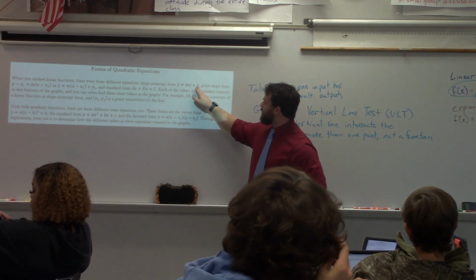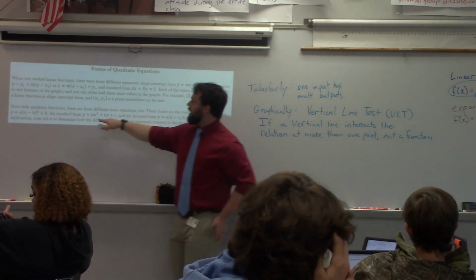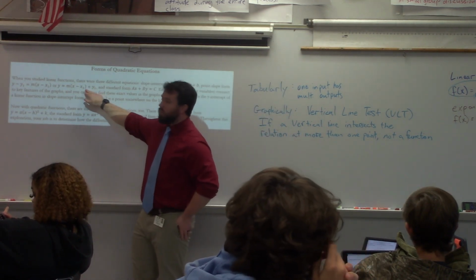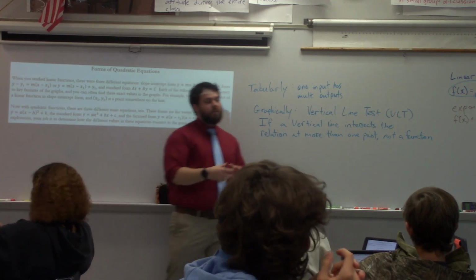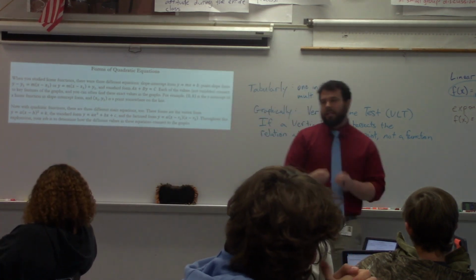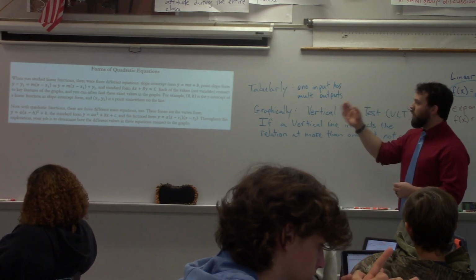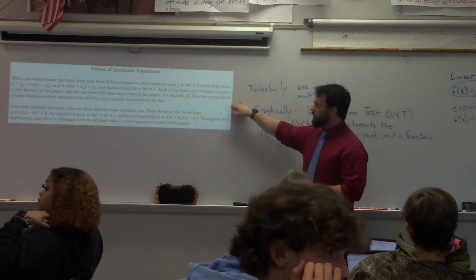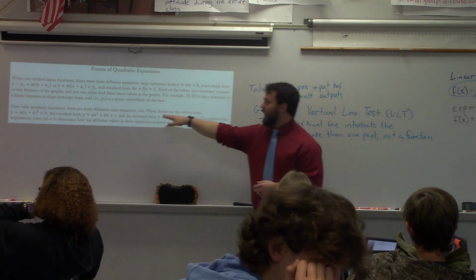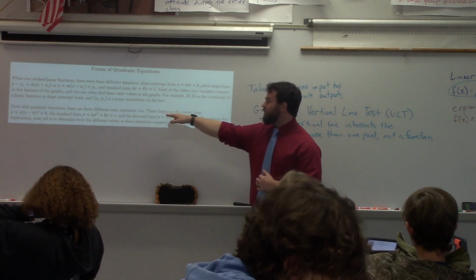M, my slope, B, my y-intercept. M, my slope, x1, y1, that's a point. Each of those values can be clearly connected to something in the graph. Okay? And so what we want to do, and I've given the examples here, what we want to do with quadratic functions, there's three different equations as well.